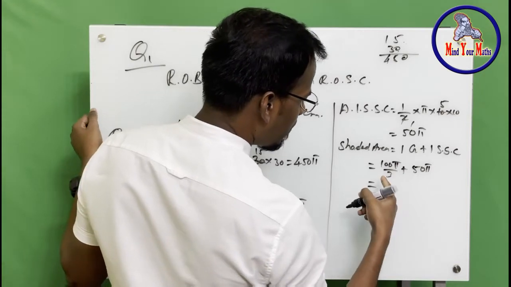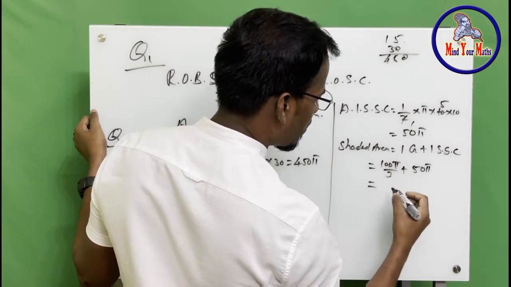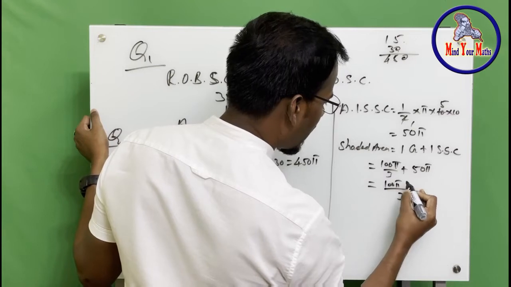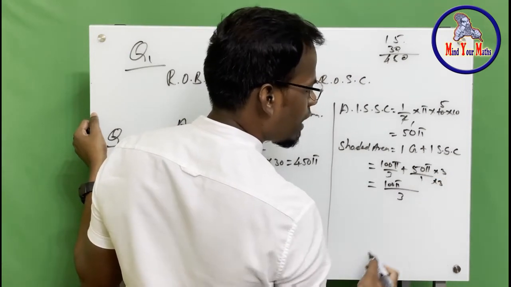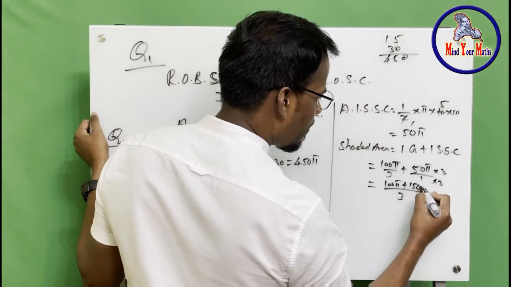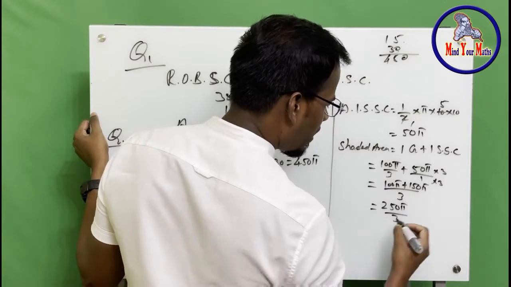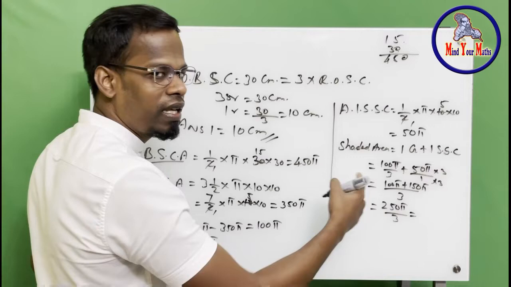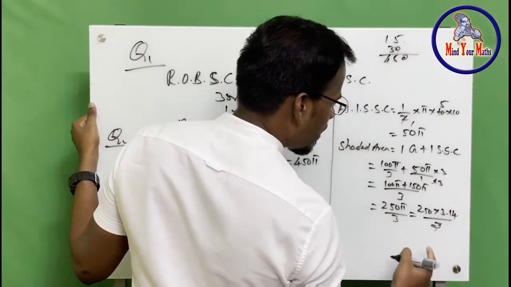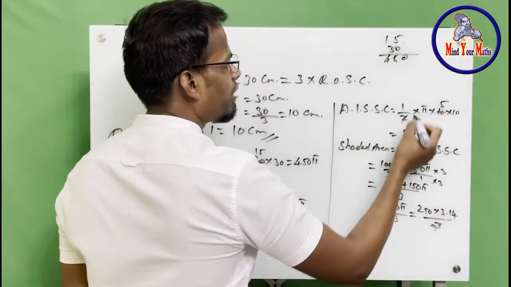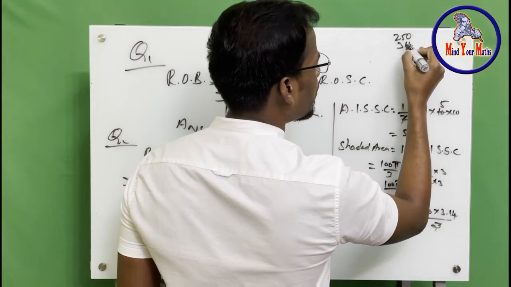Now if you simplify here, we have to add them together. We take the LCM for these two. We have to take 3 as a common denominator, so 300 pi. Here it is 1, so to make it 3 we have to multiply by 3, and this one also we multiply by 3, so this becomes 150 pi, which equals 250 pi by 3. Now we can substitute the value for pi: 250 times 3.14 divided by 3. Let's multiply these two first, 250 and 314. We will use the decimal point later.